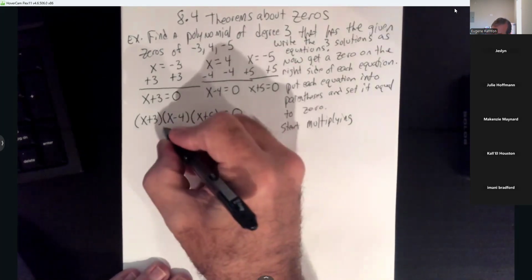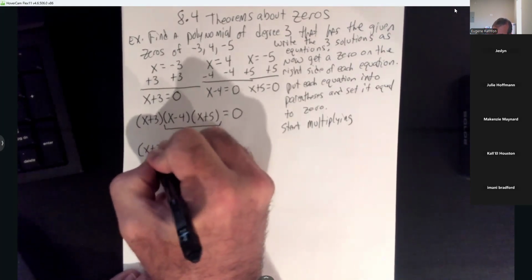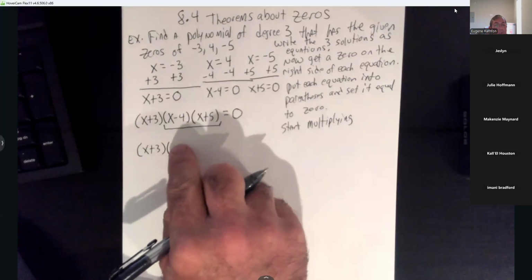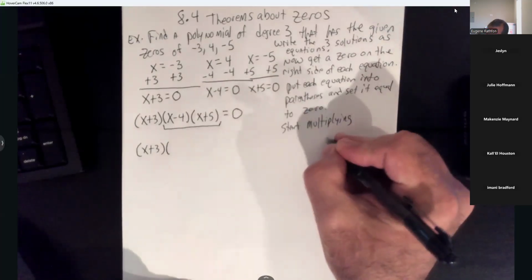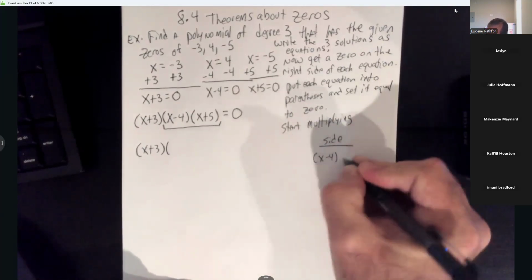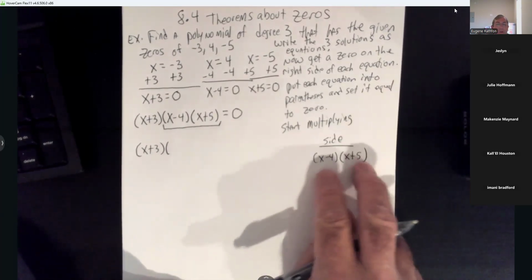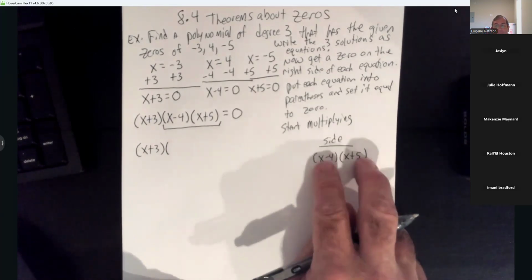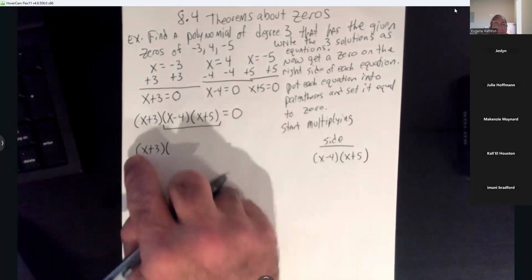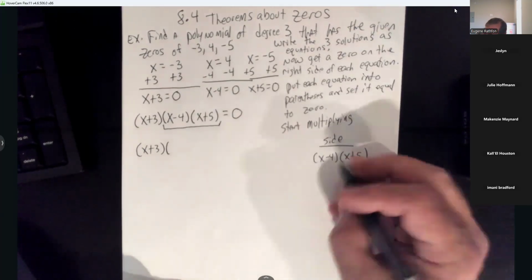So y'all, the first 2 I'm going to multiply are going to be the last 2. So I'm going to bring down x plus 3. I'm going to FOIL these 2 out to see what's going to go here. So on the side, I'm going to do x minus 4 times x plus 5. So see, this is starting to do a lot of foiling, okay? Once we get that answer, we'll put that here, equal to 0. And then my final step, I'll multiply this by whatever I get here.